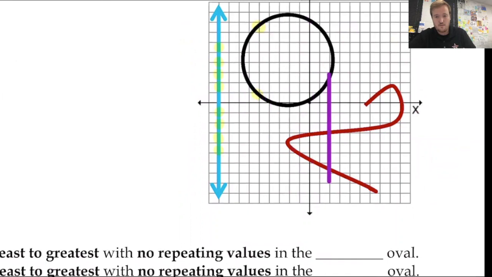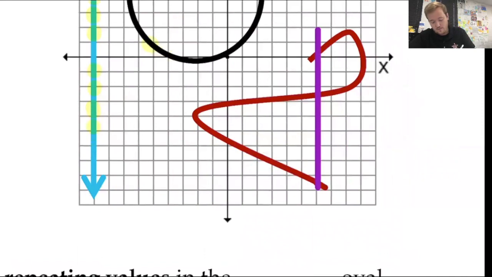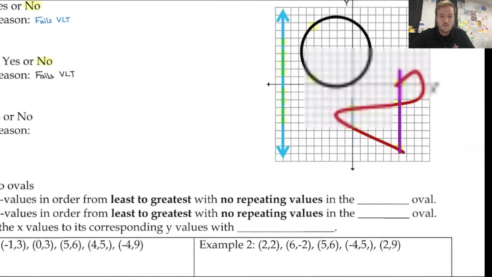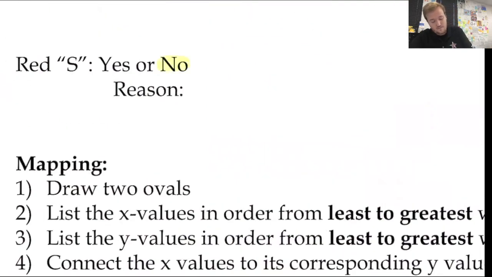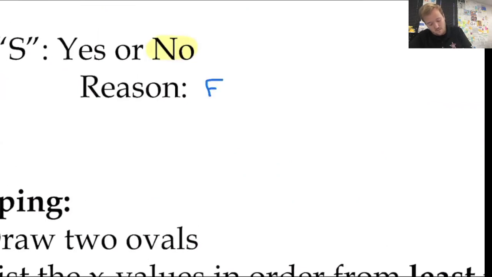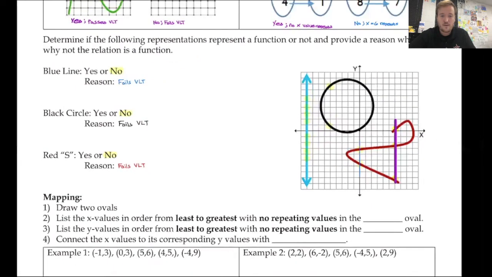Okay, now this red little S looking thing over here, whatever you want to call it. If I put the line in this spot here, for example, it really fails because it hits it at 3 spots. However, let's say I draw another line over here. Well, it would still fail. You only need one spot in the relation for it to fail. If it fails in one spot, automatically it's not a function. So not a function. Gotta keep up the pattern. Fails vertical line test. Boom.